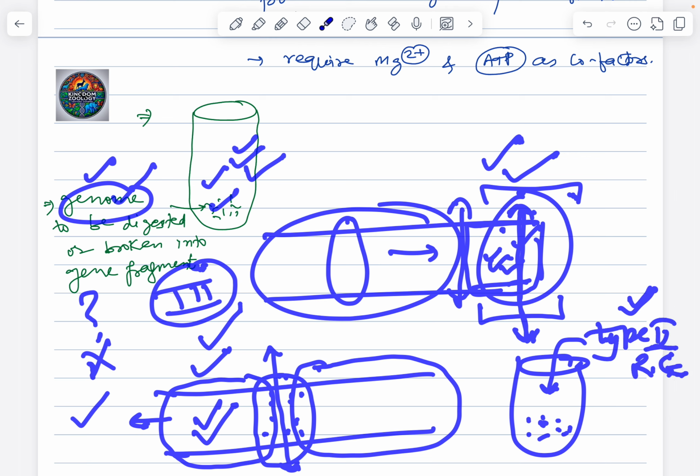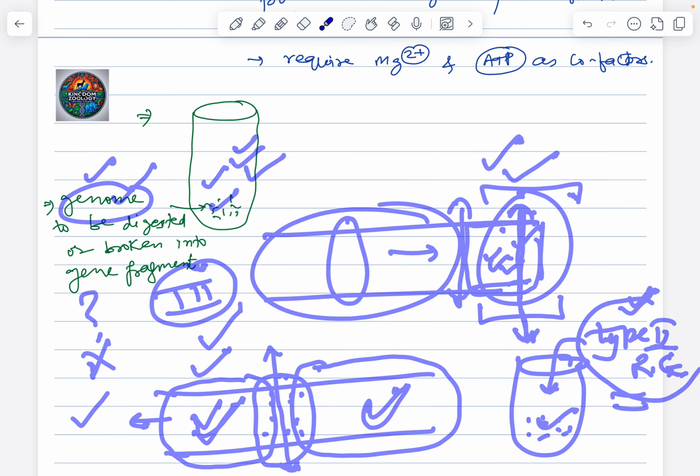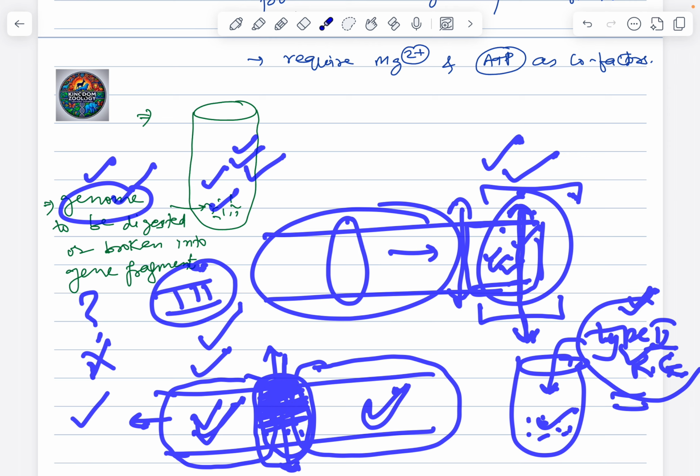If I'm using the type 2 restriction endonuclease, the same one that I used last time to cut this genome into fragments, is it guaranteed that the fragments that I got last time, I'll get the same fragments this time also? Yes, that is the guarantee in type 2 restriction endonucleases, because they are going to identify a palindrome, and once they identify a palindrome, they're going to cut within the palindrome every time at a fixed place. So the type of fragments that they produced in the first attempt of cutting the genome, the same fragments will be obtained in the second, third, fourth, fifth, any repetition attempt.